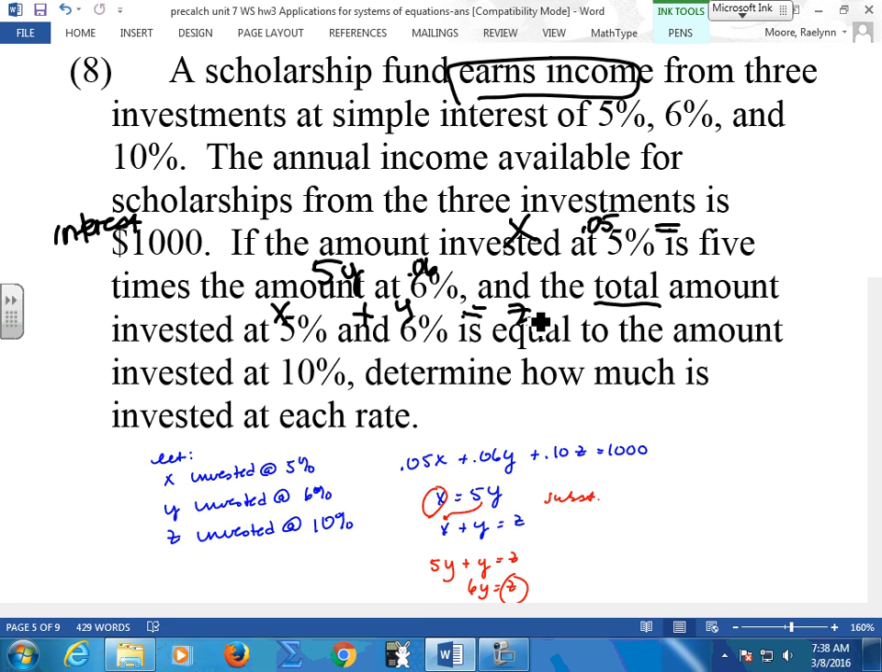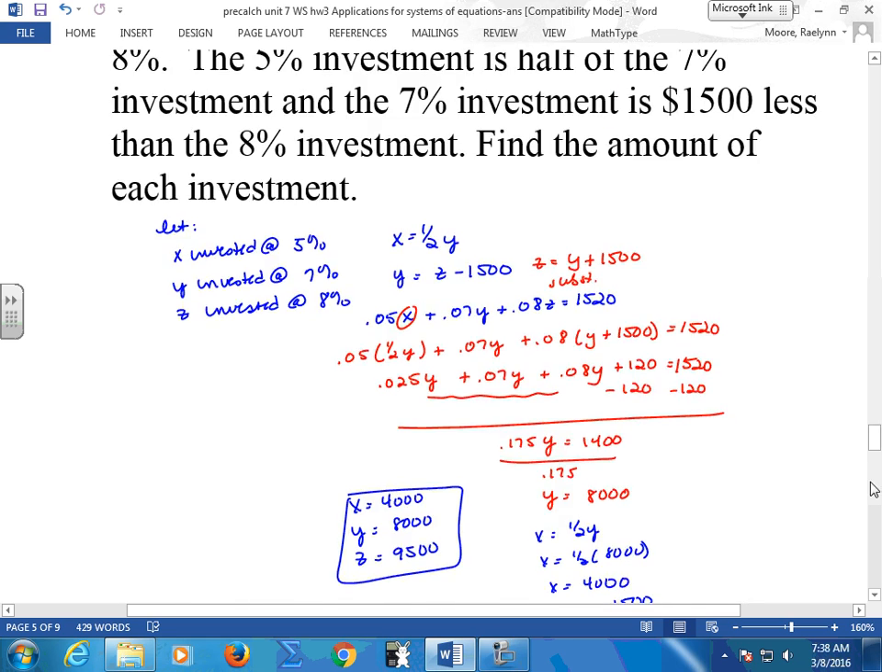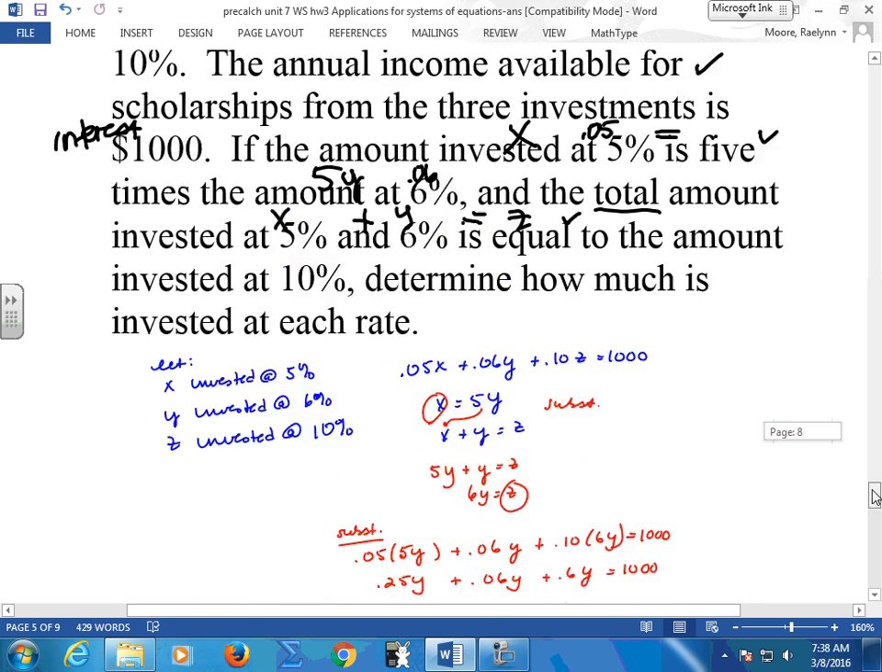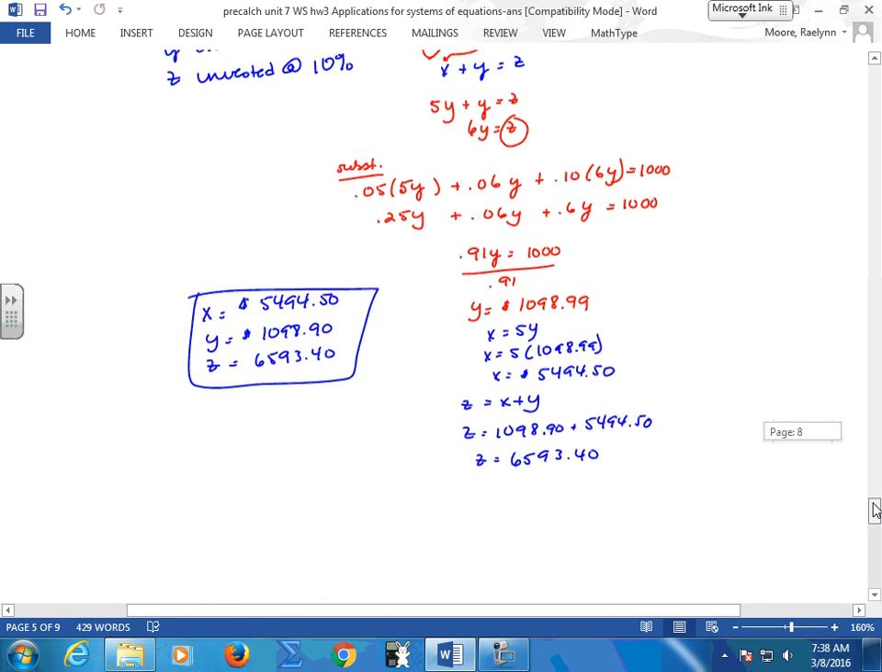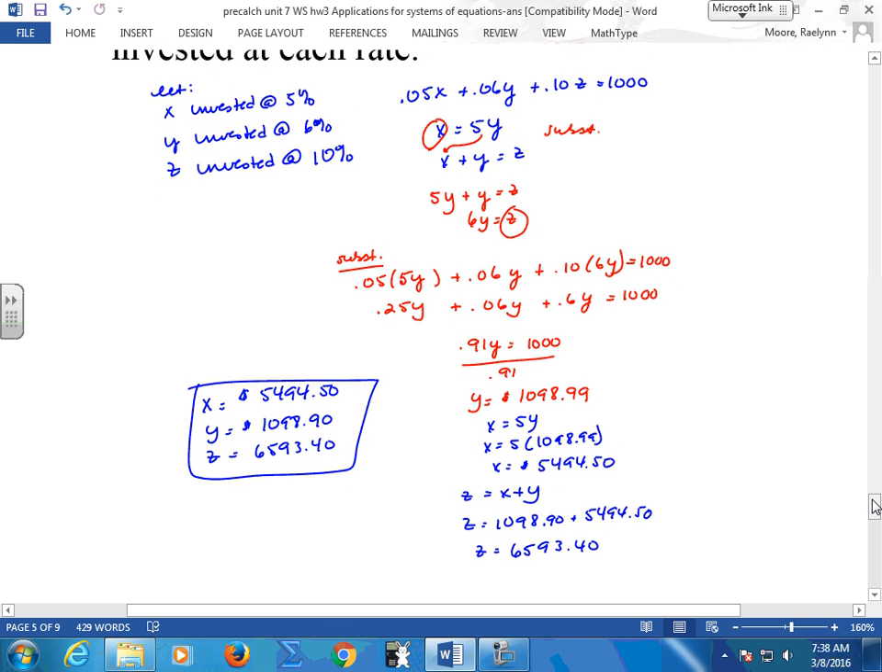So you've got one equation right here. You've got another equation right here. And we can get our annual income right there. Can you scroll down a little bit? Sure. Everybody okay with setting this part up? Better?